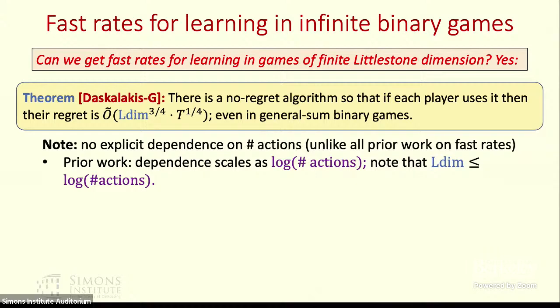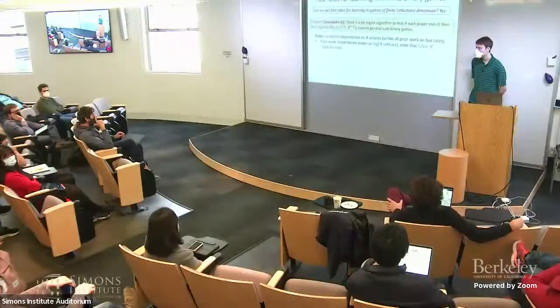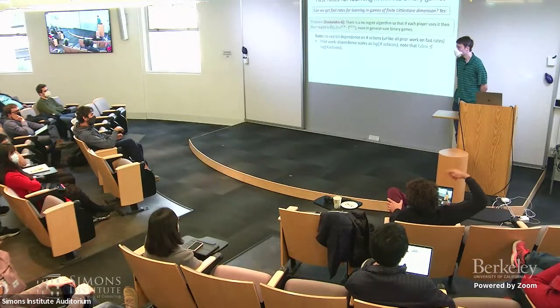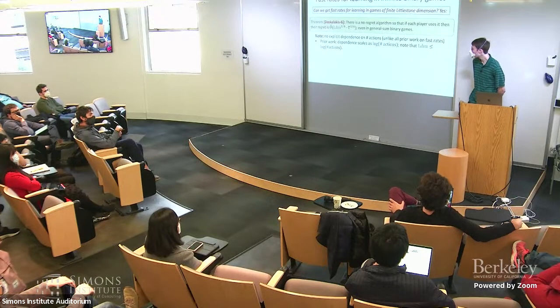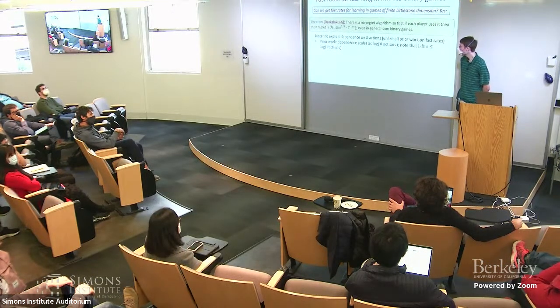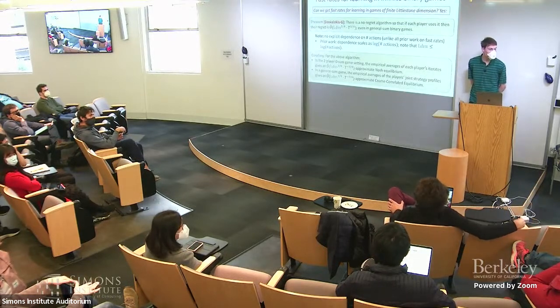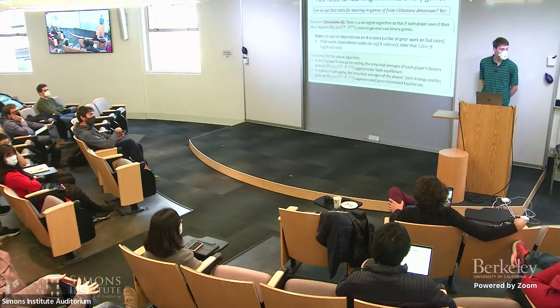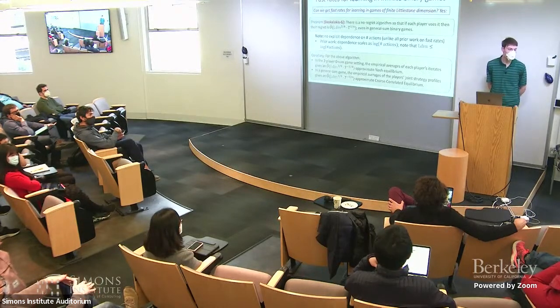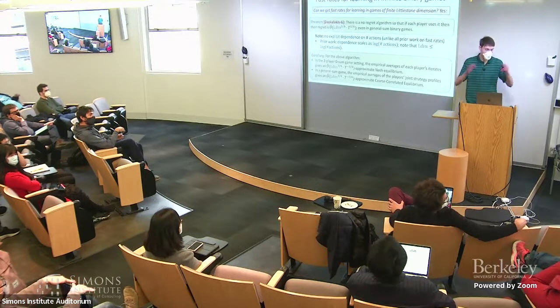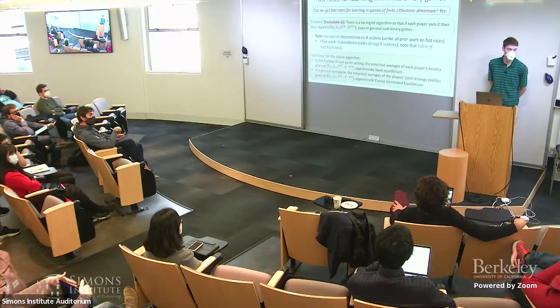Yeah. So for non-fast rates, like square root t, what was known? So you can get root Littlestone dimension times t. Oh yeah, the Littlestone dimension depends on the payoff. I'm going to define it in a minute, but it depends on the payoff matrix. Yes, it's a measure of complexity.